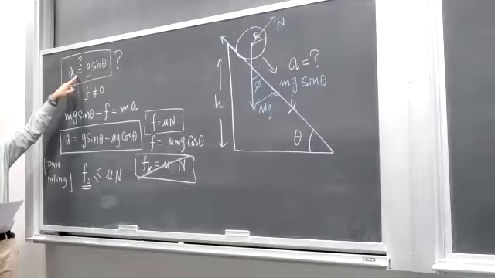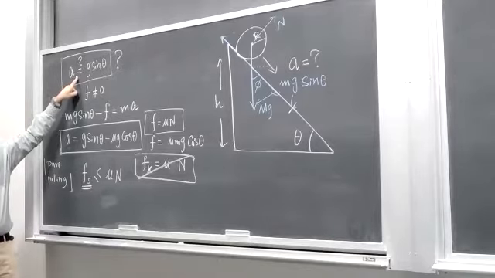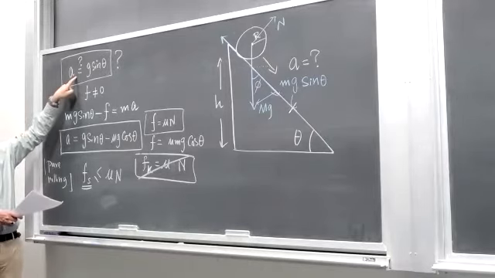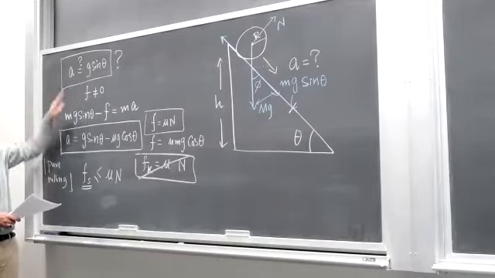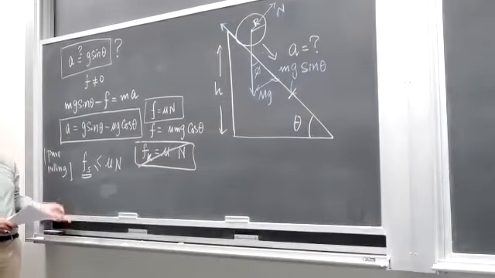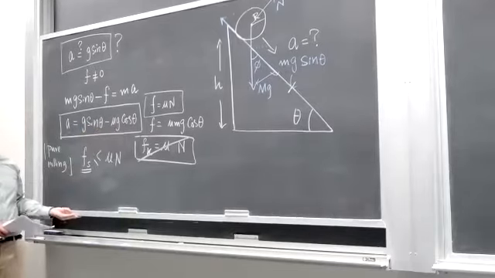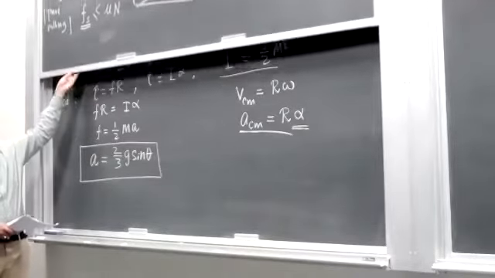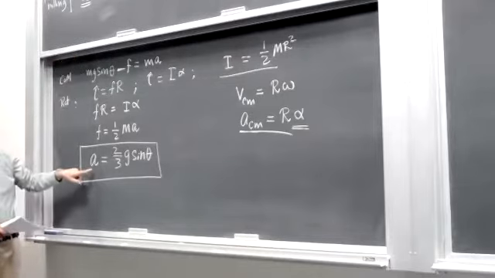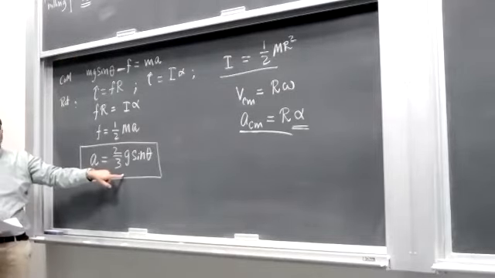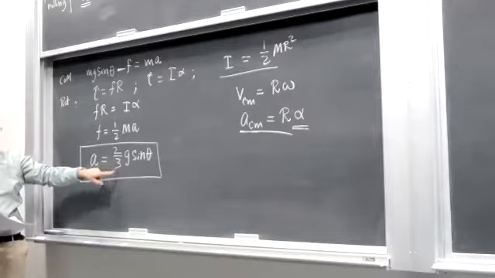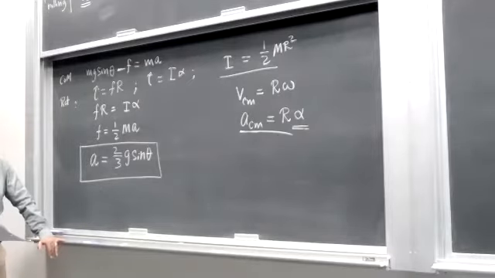No. You will get a equal to g sine theta when you have no friction and you're only sliding. When you have friction and you're sliding, then you will get g sine theta minus mu g cosine theta. And when you have pure rolling, then a is 2 by 3 g sine theta. You see, this is different from a equal to g sine theta for the blocks and point particles that we have been calculating. All right.